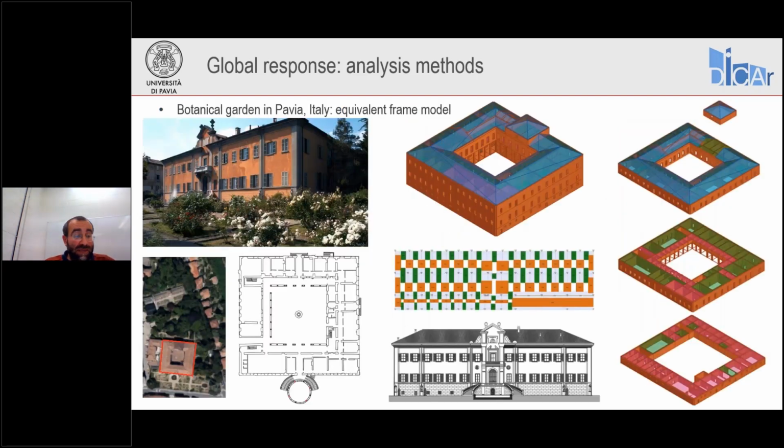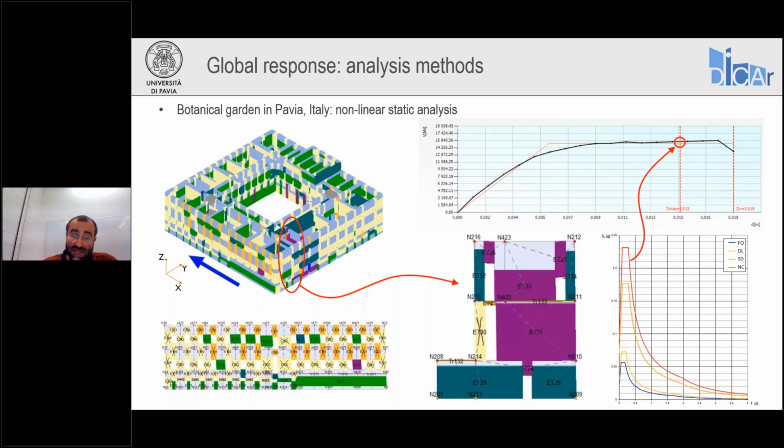This is an example of a building here in Pavia. It is the botanical garden, and you can see some photos and a floor plan of the building and the equivalent frame model obtained from this same building. Now, the model was subjected to a nonlinear pushover analysis. Here you can see at the top right the capacity curve in black, and then in red the bilinear approximation. We'll talk about this in one of the next webinars.